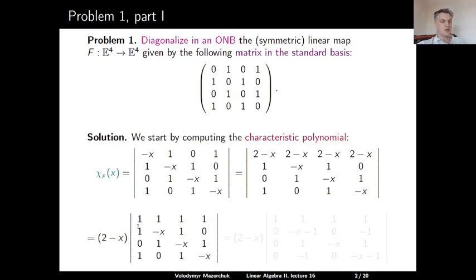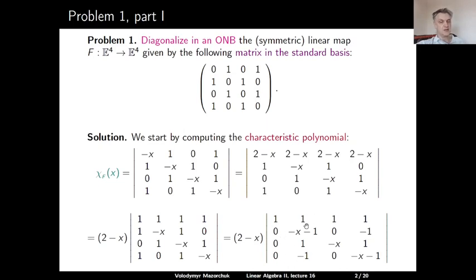So we can use 1 in the position 1, 1 to kill 1s in the first column, so in row 2 and in row 4. So we subtract row 1 from row 2 and row 4, and this does not change the determinant. So we have now 2 minus x times the determinant of the matrix, where we have the first row 1, 1, 1, 1, and the rest of the elements in the first column are 0.